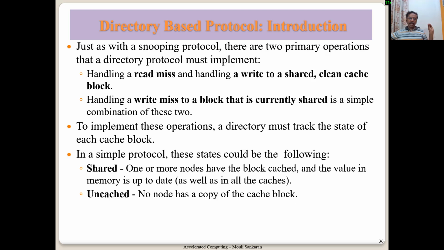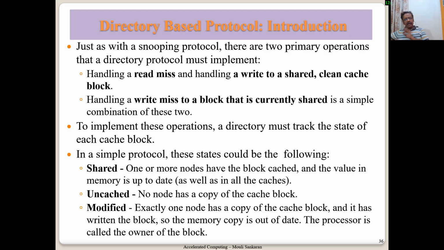So the same shared, uncached, modified states are there. I'm not going to go into the details of this, and we are not looking at the transitions in detail like what we did for MESI. If you understand the MESI and MSI protocols, you understand the crux of cache coherency, and that is enough to understand any other future protocols or the directory-based protocol in implementation.